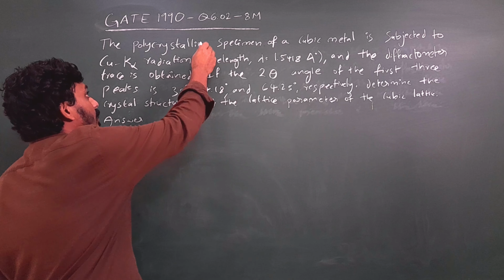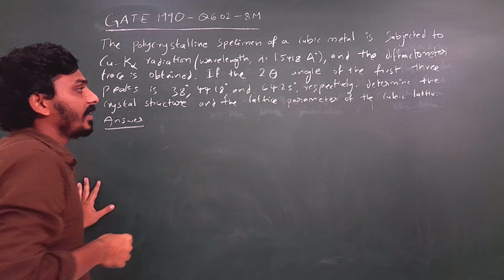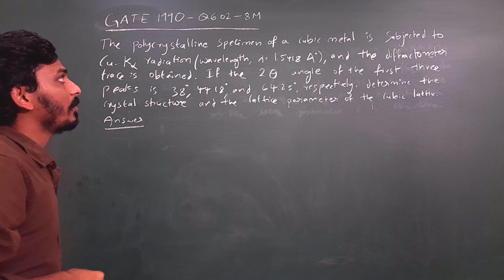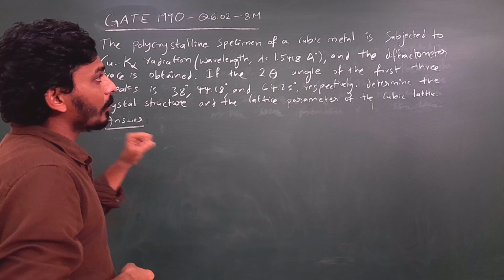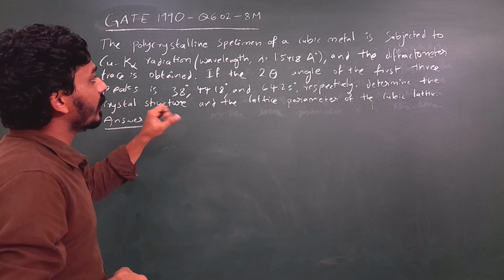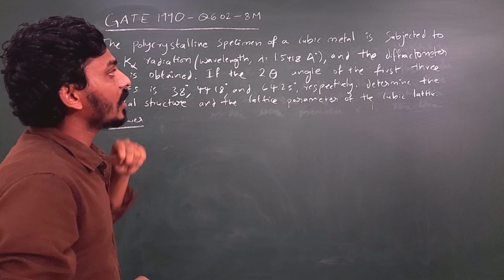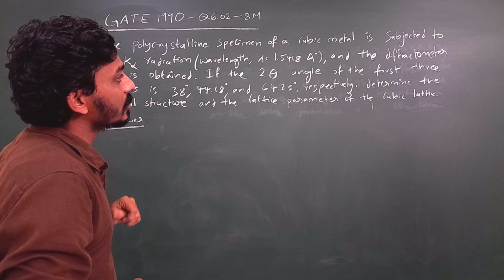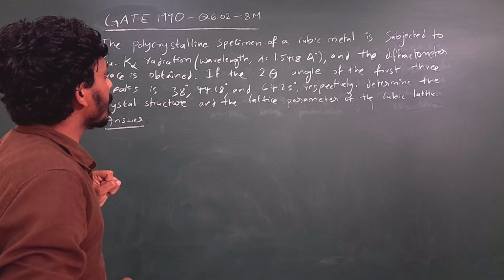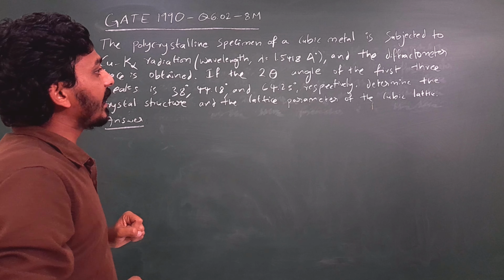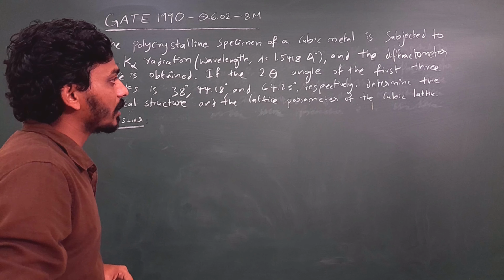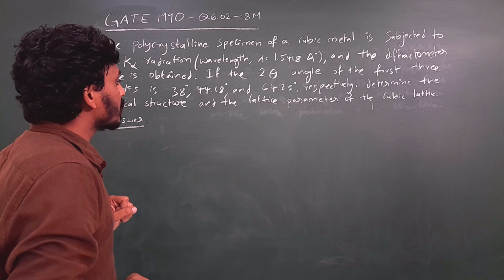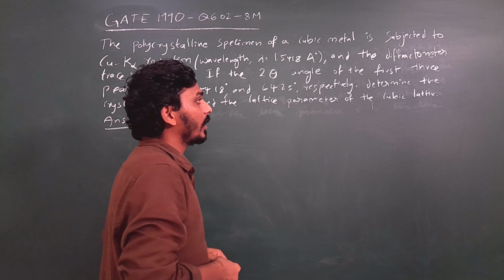So let us see question number 6.02 from GATE 1990. It's an 8-mark question coming from X-ray. A polycrystalline specimen of a cubic metal is subjected to copper K-alpha radiation having a wavelength of 1.5418 angstroms, and the diffractometer pattern is obtained. If the 2 theta angles of the first 3 peaks are 38, 44.18 and 64.25 respectively, determine the crystal structure and the lattice parameter of the cubic lattice.